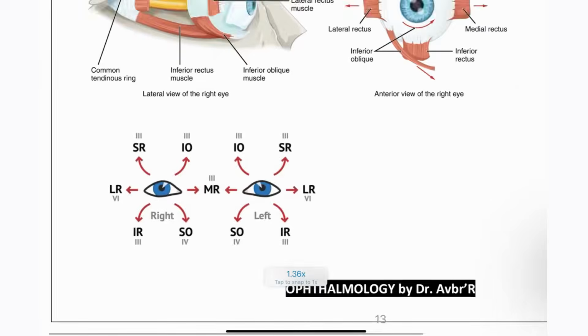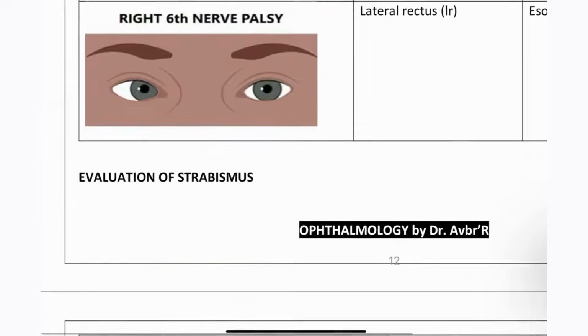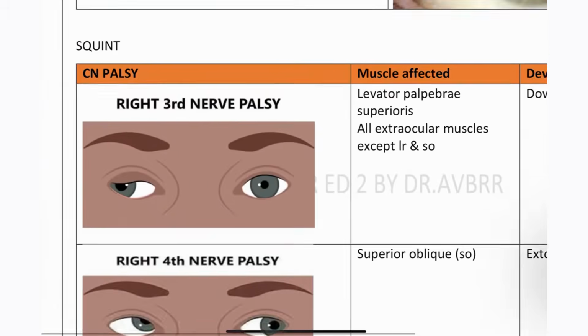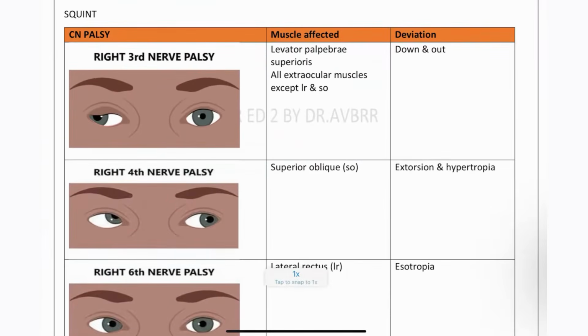Next, we will move on to the squint part. In the squint, you have the first, paralytic squint. What is this paralytic squint? The cranial nerve palsy. So the third cranial nerve palsy is going to show the levator palpebrae superioris and superior rectus. That is also going to have the cranial nerve palsy. So for this, there is a symptom of ptosis you are going to see, and all the extraocular muscles are going to be affected.